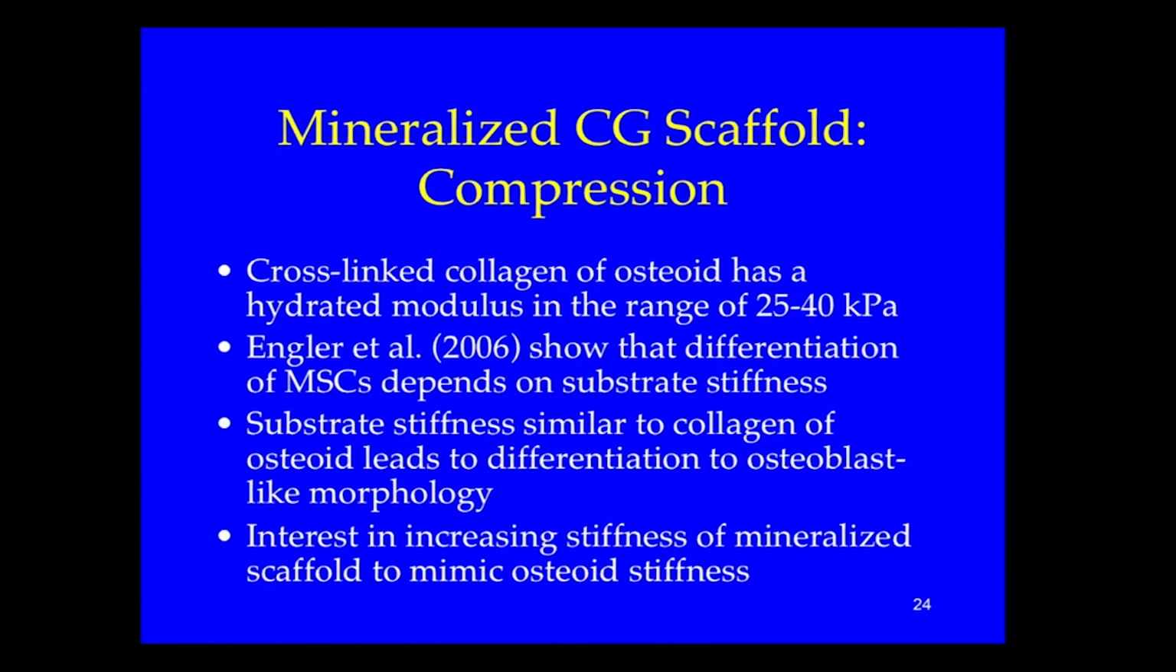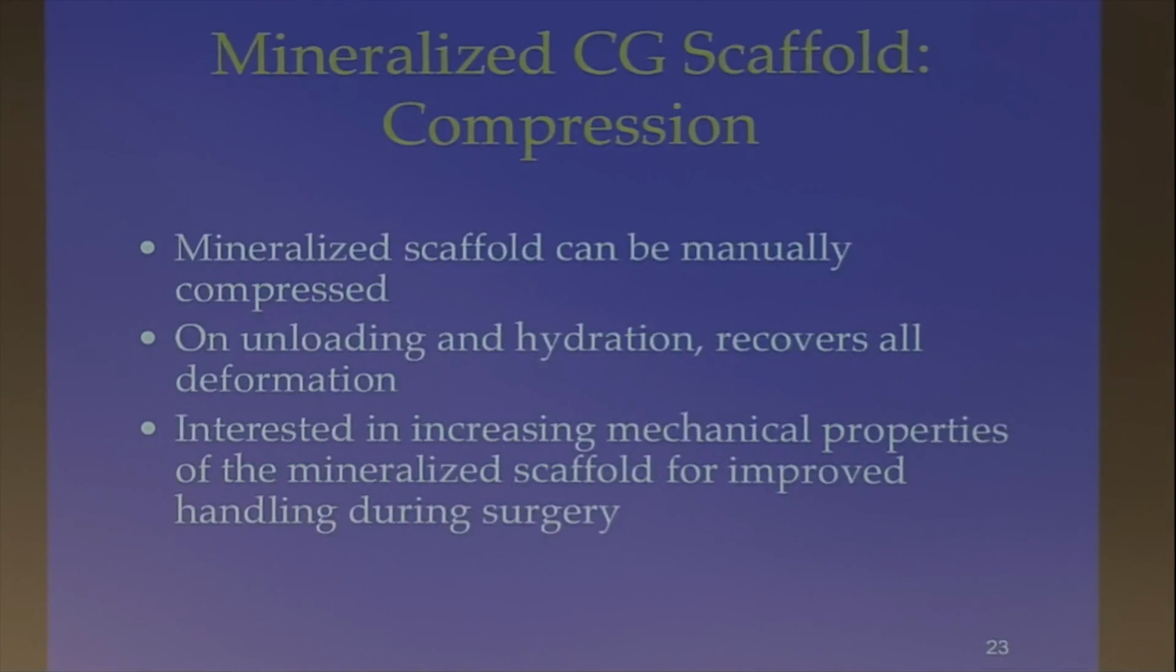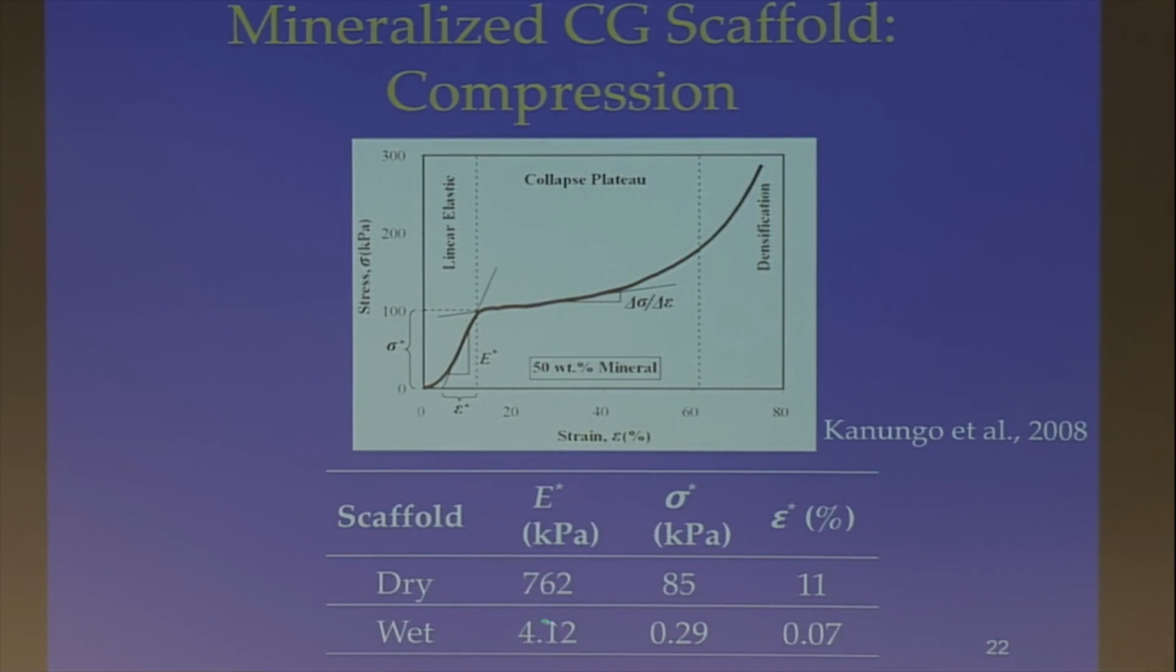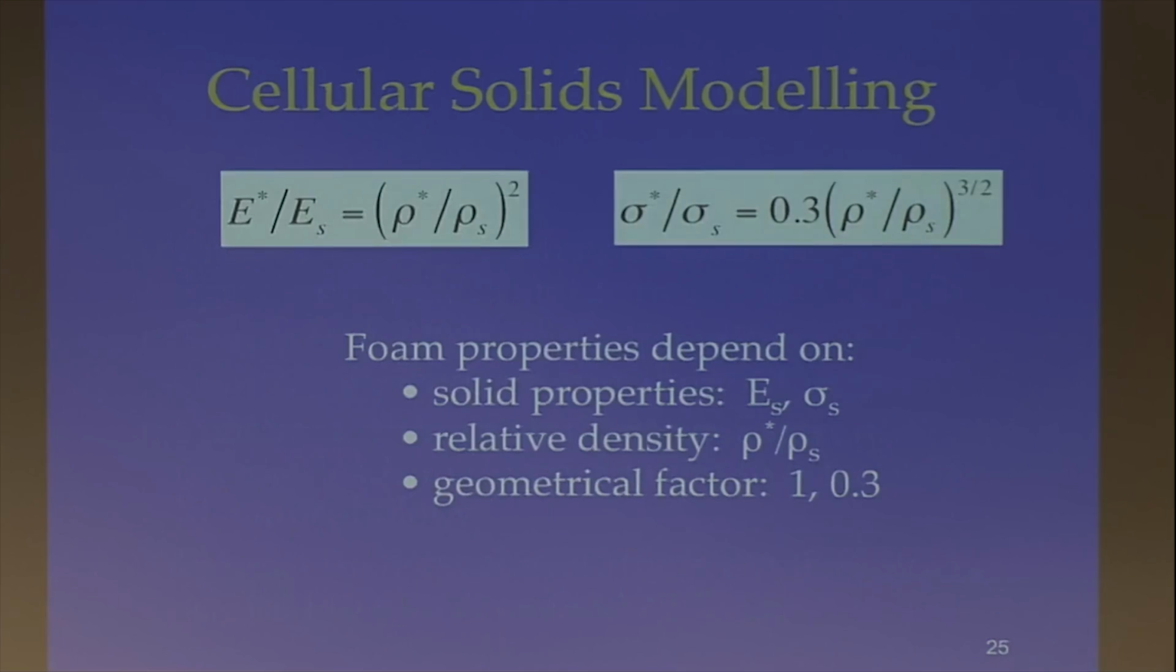And the idea here was we thought, well, if we could get a stiffness that was close to this osteoid, what the natural bone formation has, then that might help the mesenchymal stem cells differentiate into the bony cells that we wanted. So we wanted to try to reach a stiffness of this in the wet state. And if I back up here, you can see the stiffness we had was around 4 kilopascals in the wet state. And we want to get to 30 or 40, something like that.